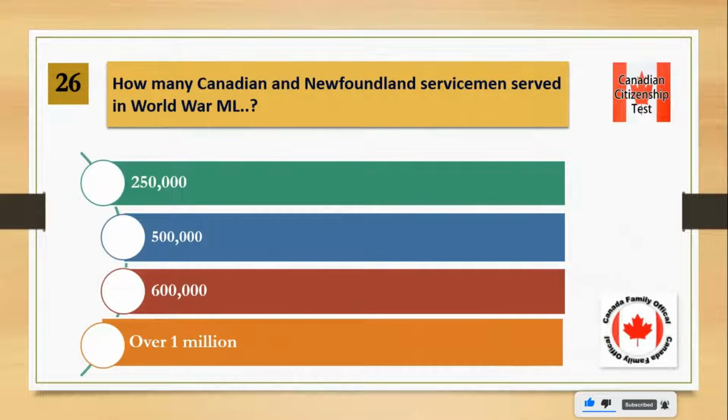How many Canadian and Newfoundland servicemen served in World War I? Number 1, 250,000. Number 2, 500,000. Number 3, 600,000. Number 4, over 1 million. And the answer is over 1 million.